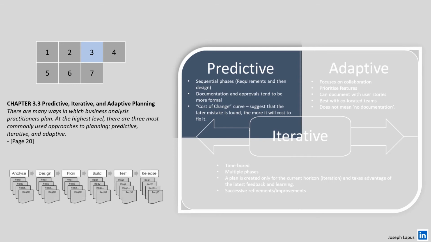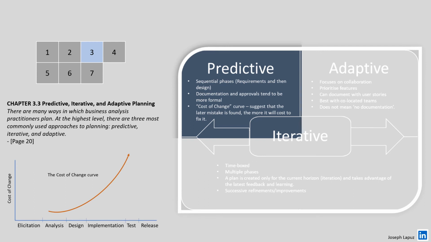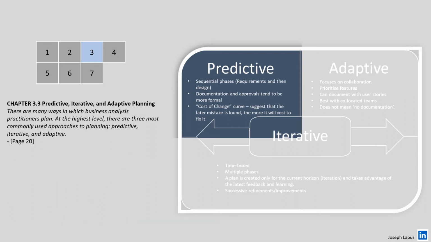planning. An economic driver for predictive planning is the cost of change curve. It suggests that the later a mistake is found, the more it will cost to fix it. This in turn suggests that it is cheaper to spend more time analyzing information early on, so as to provide the fewest possible misunderstandings, gaps, and defects before more work is done.